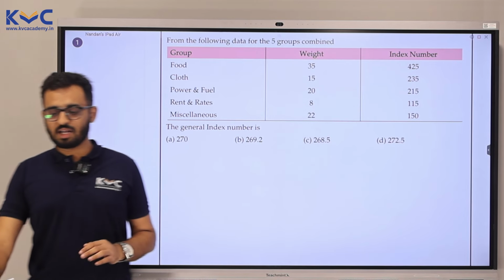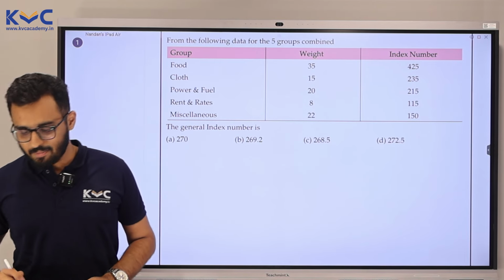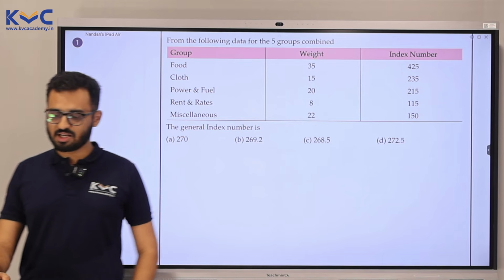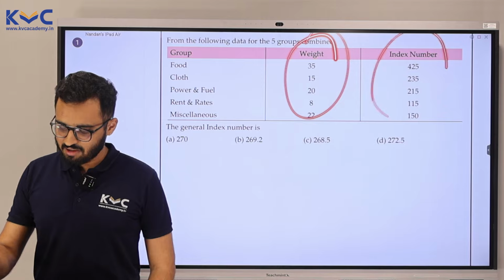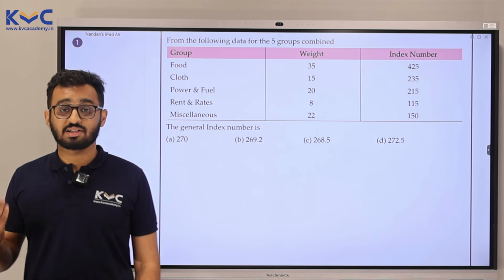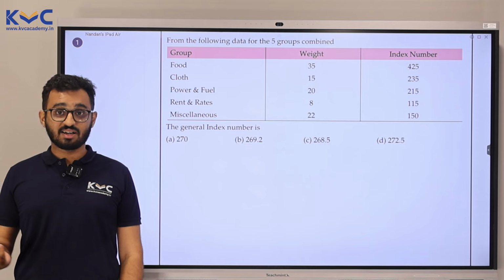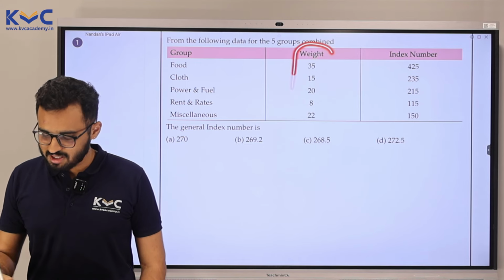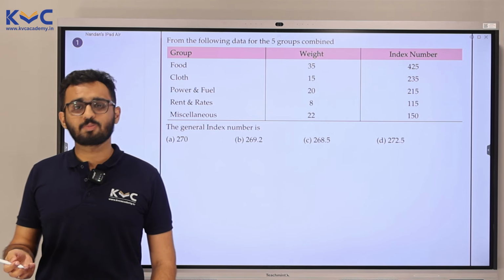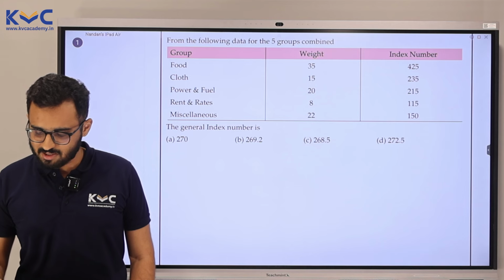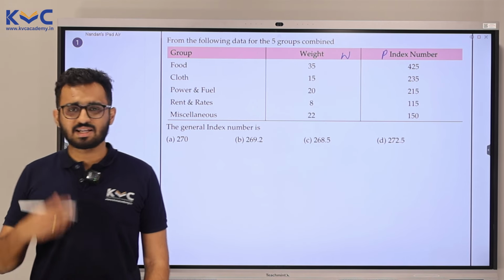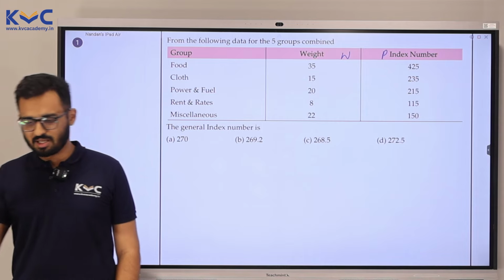From the following data for the 5 groups combined, food, cloth, power and fuel, rent and rates, miscellaneous, weights and index numbers are given. The general index number is to be calculated. Now, what is general index number? Never studied. Chill, no problem. What is given? Weights and index number. So they want general means basically grouped one, right? So how will you do it? This is weights and these are price relatives or index number, doesn't matter, right?